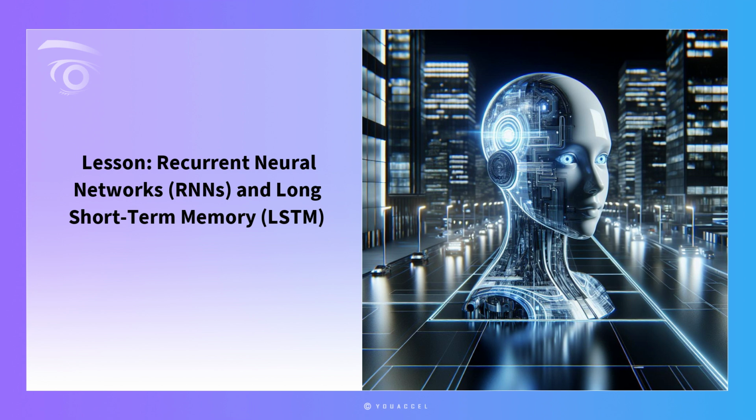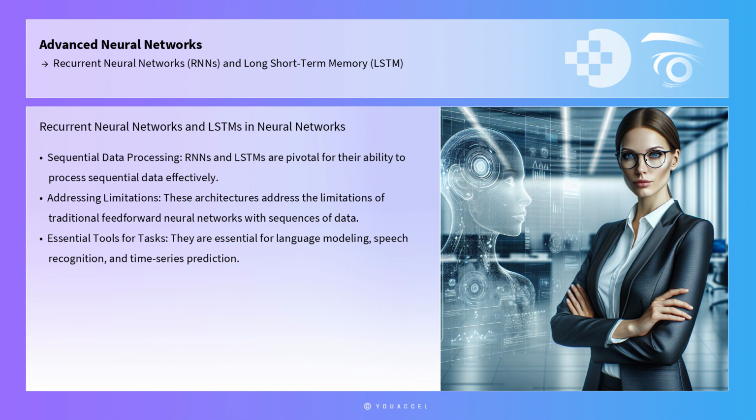Lesson: Recurrent Neural Networks, RNNs, and Long Short-Term Memory, LSTM. Recurrent neural networks and long short-term memory networks are pivotal in the landscape of neural networks, particularly for their ability to process sequential data effectively. These advanced neural network architectures are designed to address the limitations of traditional feed-forward neural networks when dealing with sequences of data, making them essential tools for tasks such as language modeling, speech recognition, and time series prediction.